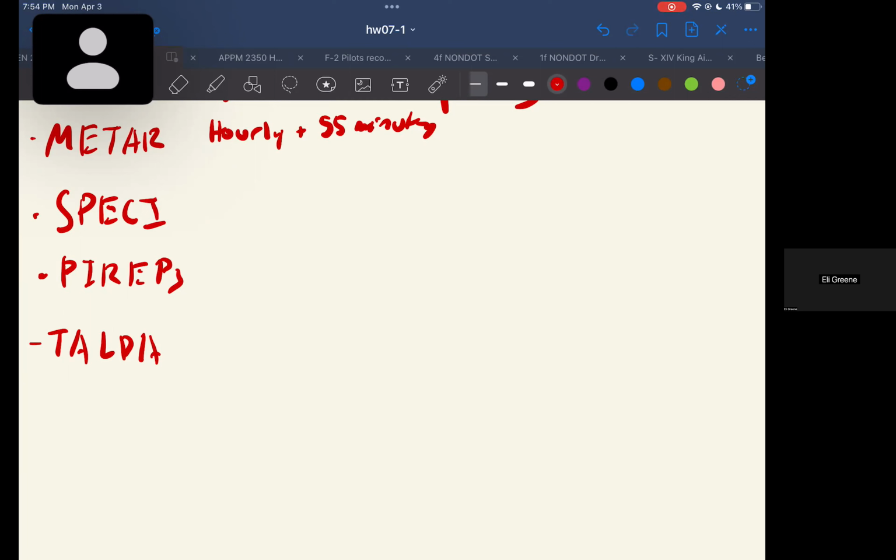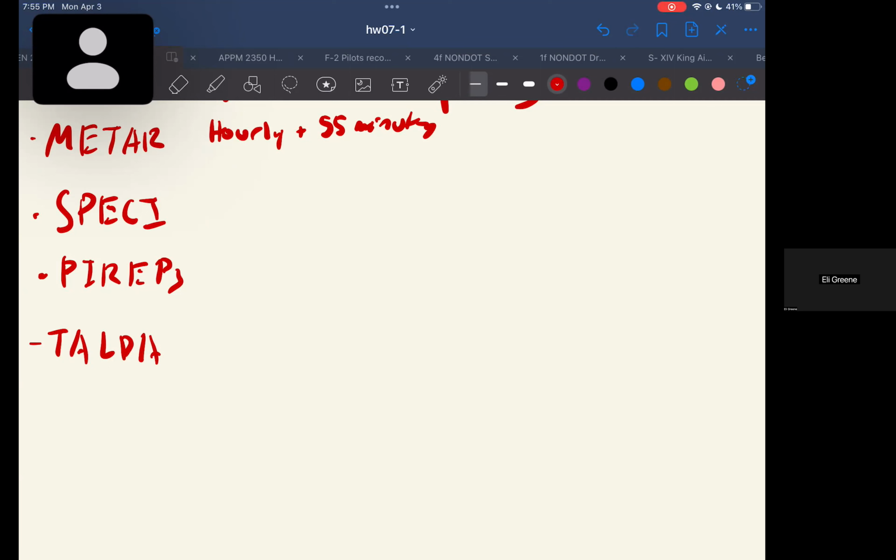And the number is just where that layer starts. That's the above ground level height that it starts at. It's always 3 numbers. They're giving it in hundreds of feet, so add 2 zeros to it.